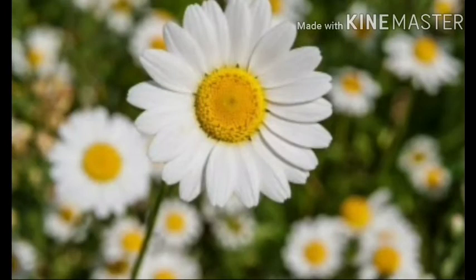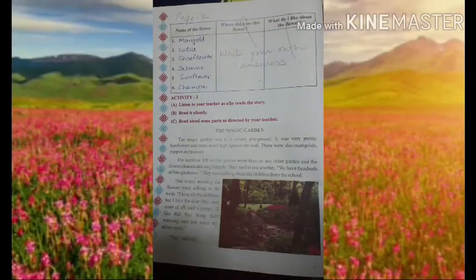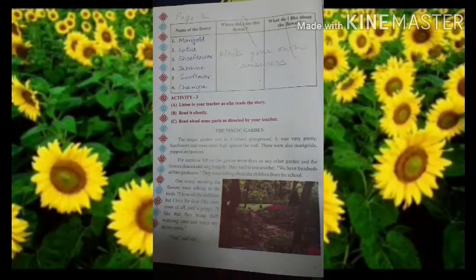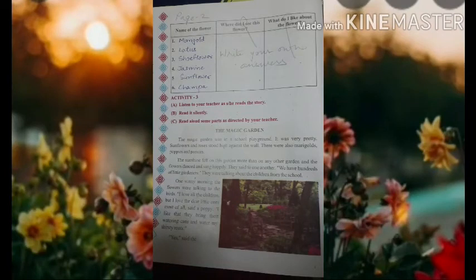That says you are supposed to listen to the story. Okay? So I'm going to read it out for you. Roll your fingers and listen to it carefully. Okay? It's about the magic garden. Wow. Now the magic garden was in a school playground. Where was the magic garden? In a school playground. Okay, it was very pretty.